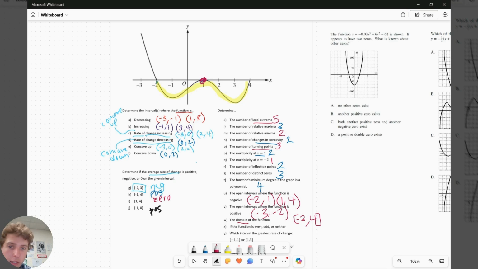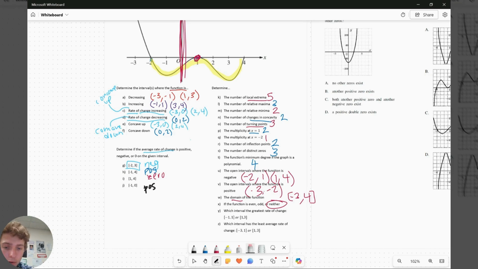Is the function even, odd, or neither? So look at the graph. Can you cut it over the y-axis and it's symmetrical? No. Can you spin it around the origin and it's the same? No. So I would put neither for that.